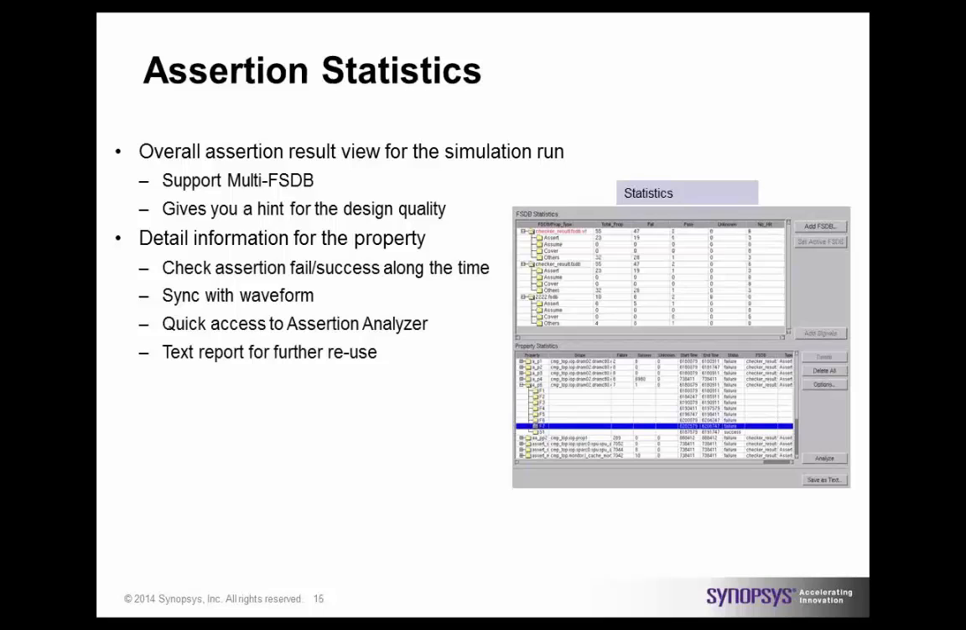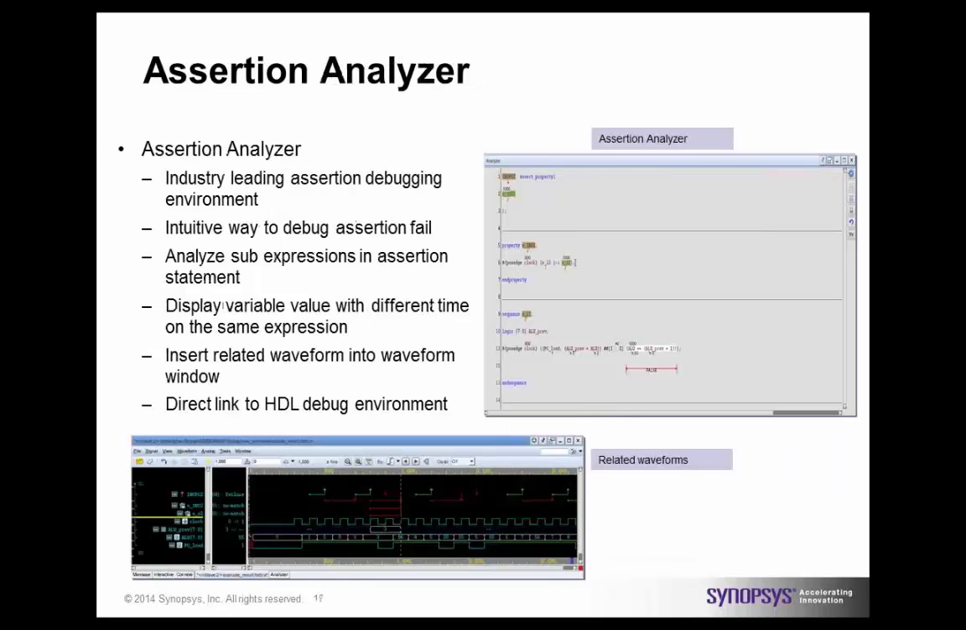And this is just going into more detail about the statistics view. So just like I explained, you can have multiple FSDBs, which gives you a better overall picture to analyze exactly what's going on. The Assertion Analyzer, again, is a completely different set of engines than you would have for your standard tracing drivers and loads and so on.